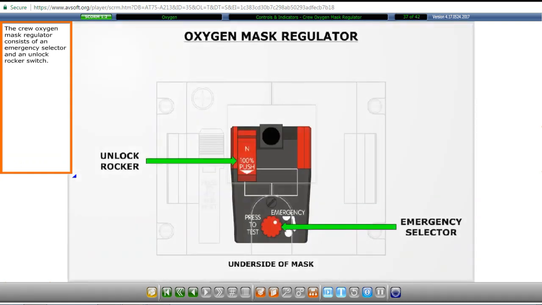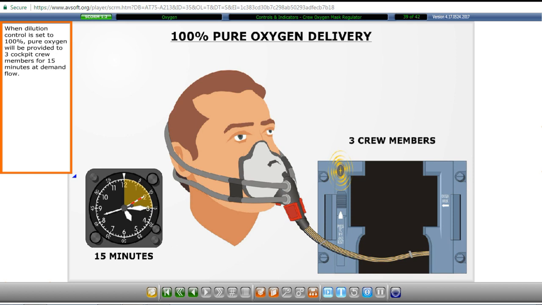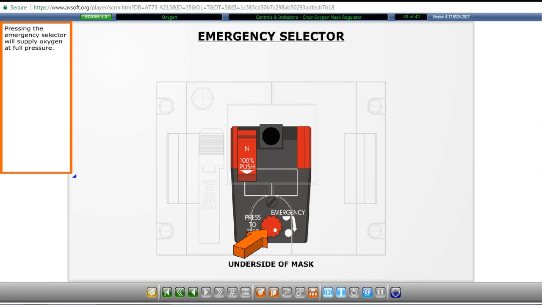The crew oxygen mask regulator consists of an emergency selector and an unlock rocker switch. The emergency selector controls the pressure of the oxygen delivered to the mask. The selector will function when the N100% rocker switch is in the 100% position. The delivery pressure increases by rotating the selector in the direction of the arrow. When dilution control is set to 100%, pure oxygen will be provided to 3 cockpit crew members for 15 minutes at demand flow. Pressing the emergency selector will supply oxygen at full pressure.